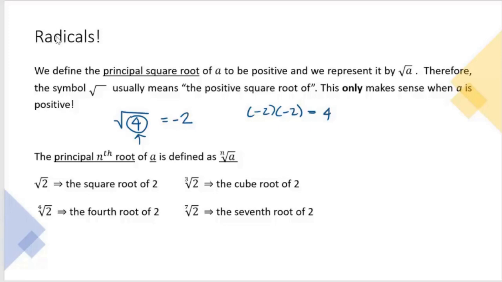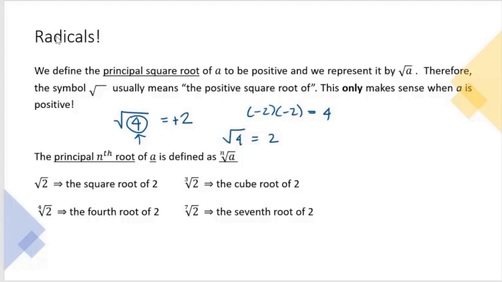In some situations, we will want both the positive and the negative answer, but generally, and that's the case for this module, we're looking for the principal square root. So we're only looking for one answer, and the answer we're looking for is the positive answer. So when we say the square root of 4 is equal to 2, we're giving the principal square root, or you can think of it as the positive square root. All of this only makes sense if the number under the radical sign, the 4 in this case, is positive.